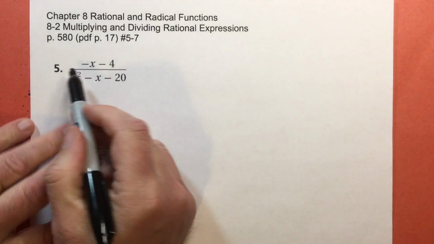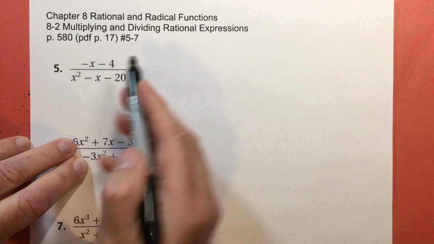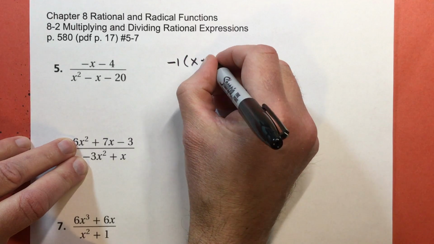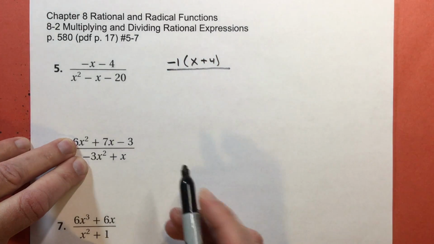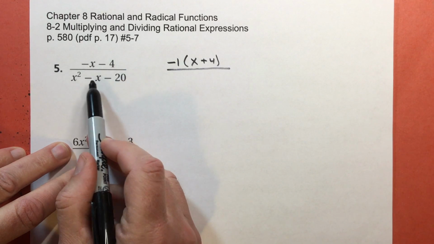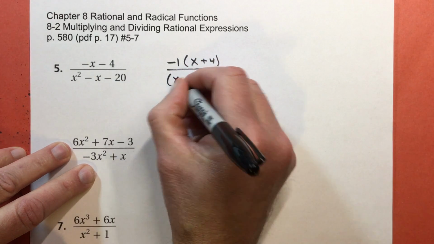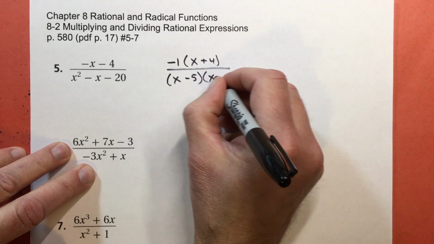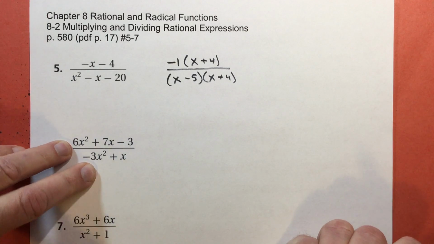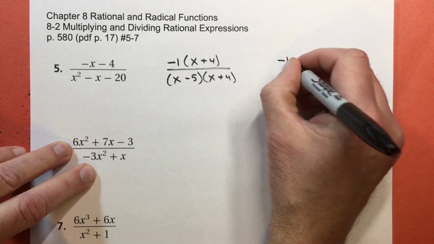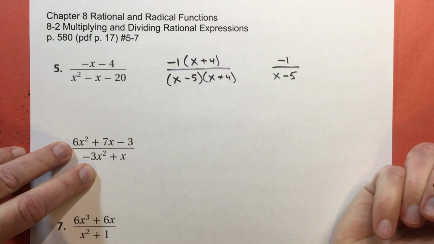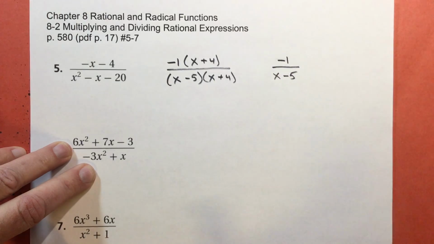All right, so number 5. I'm going to factor out a negative 1. That leaves positive x plus positive 4 in the numerator. In the denominator, what two numbers multiply to give negative 20 but add to give negative 1? That would be x subtract 5 times x plus 4. So now the x plus 4s are going to be eliminated. That gives me negative 1 over x subtract 5. You can also put the negative in front, but don't worry about that, that's fine.